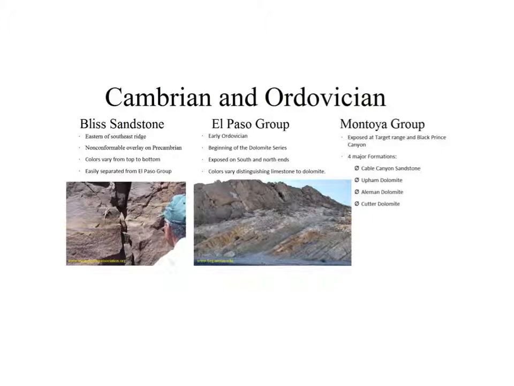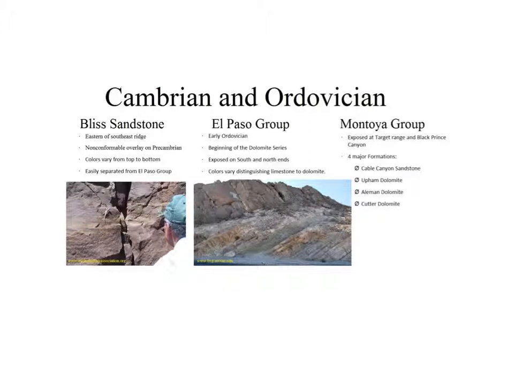Next is the El Paso group, which is the beginning of the early Ordovician era and also the beginning of the Dolomite series. This group is exposed on the south and northern ends of the Oregon Mountains. Colors vary from limestone to dolomite. A good way to identify this group is to see if there are any brown reticulating marks of seaweed. You may also find this group among calcic beds.